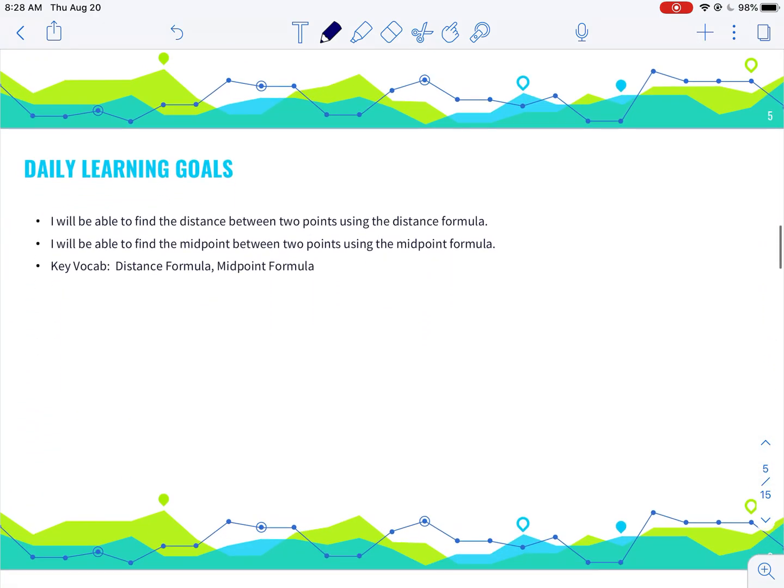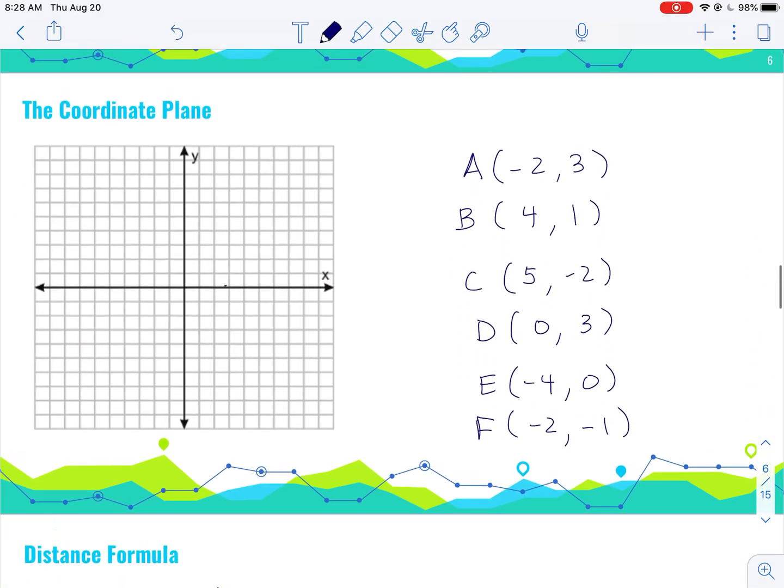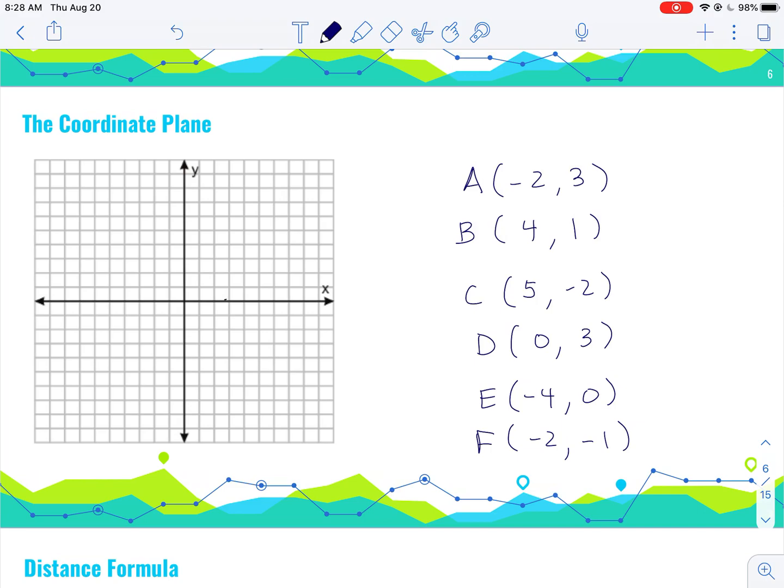So today, we are going to be learning about the distance and midpoint formula. I'll show you where they come from and how to use them. So first, let's talk about the coordinate plane. You guys probably remember the coordinate plane.